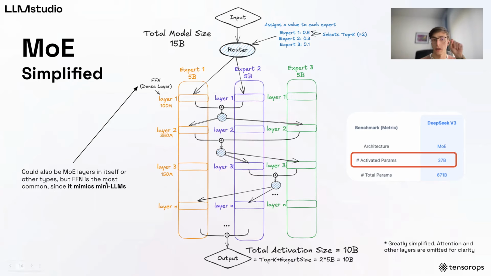Also a small note, these dense layers could also be other types of layers. You could have mixture of expert layers inside of this, okay? And then you would have mixture of experts inside mixture of experts. Just so you have an idea, a layer of mixture of experts here is like the layer 1, the addition, and the router. This is one layer, okay? But these pretty much mimic mini LLMs, each one of these layers, right?